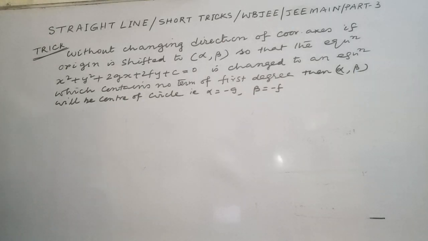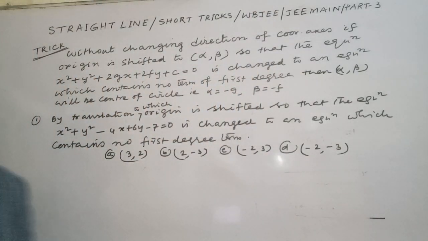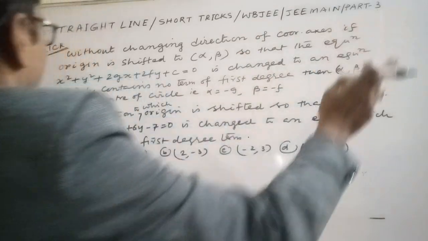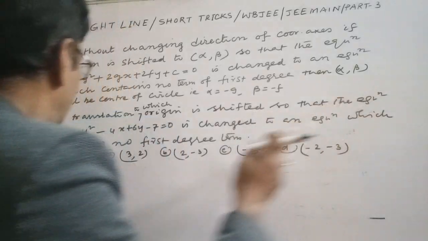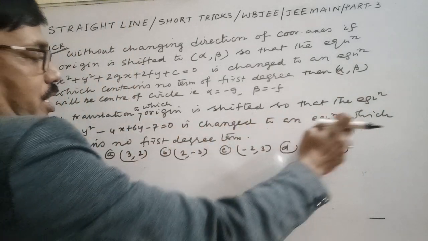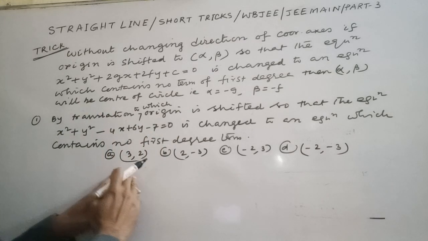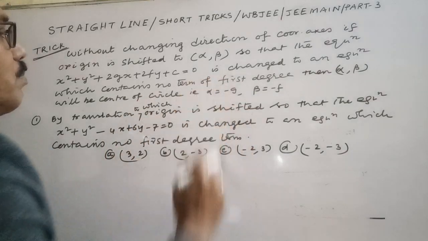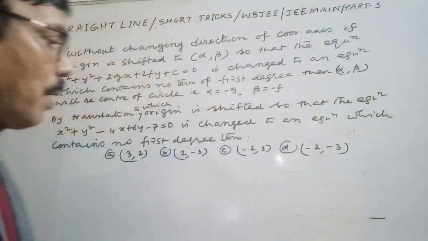So application. Now application, look, by translation, that is without changing direction of coordinate axis, by translation to which origin is shifted, so that the equation is changed to an equation which contains no first degree term, then what will be the new origin? Where is the origin to be shifted? That is, what is alpha and what is beta.